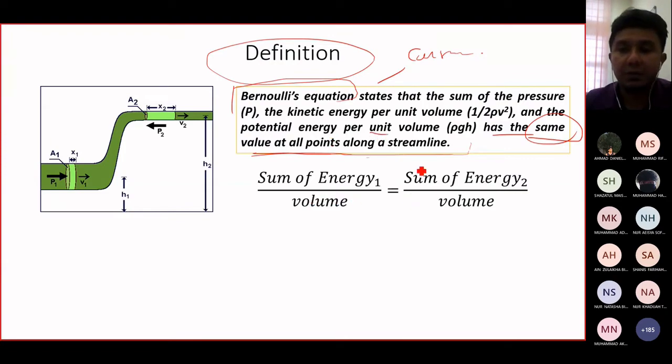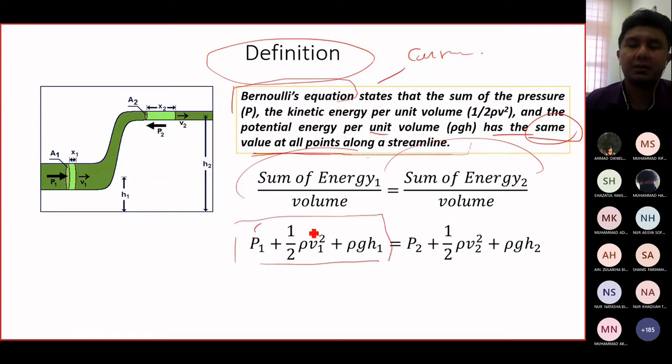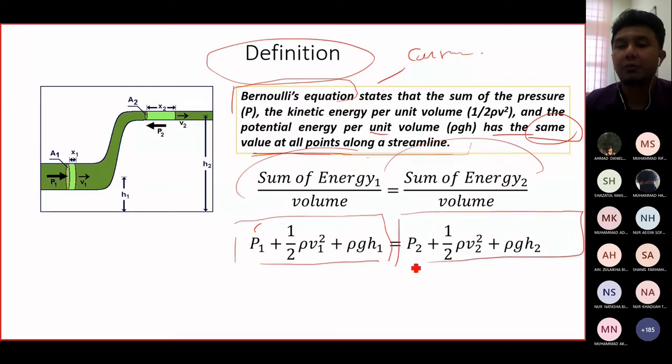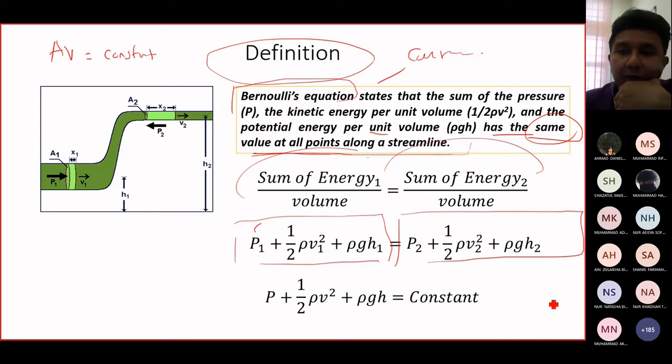So the sum of energy per unit volume, point 1 equal to point 2. This is the sum: this is pressure, this is your kinetic energy per unit volume, this is your potential energy per unit volume, equal to point 2. Or because it is equal, we can also write like this, just like your equation of continuity, constant.